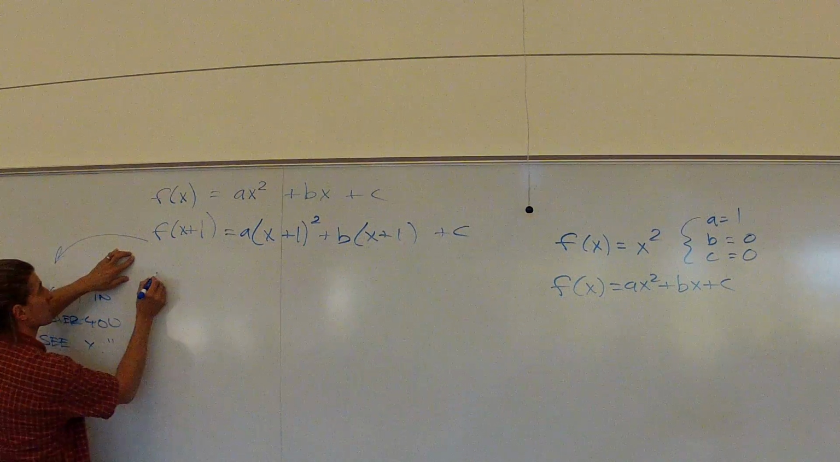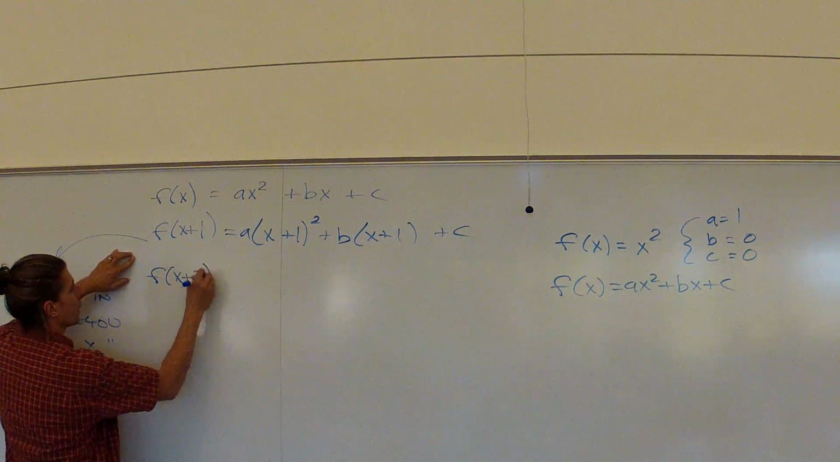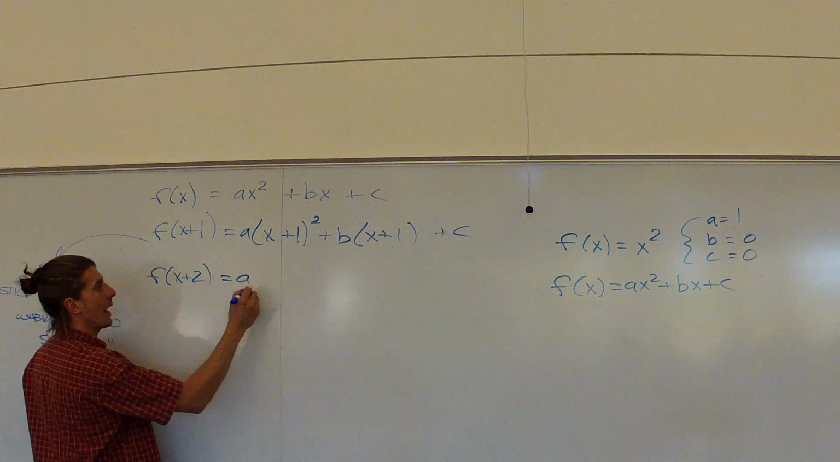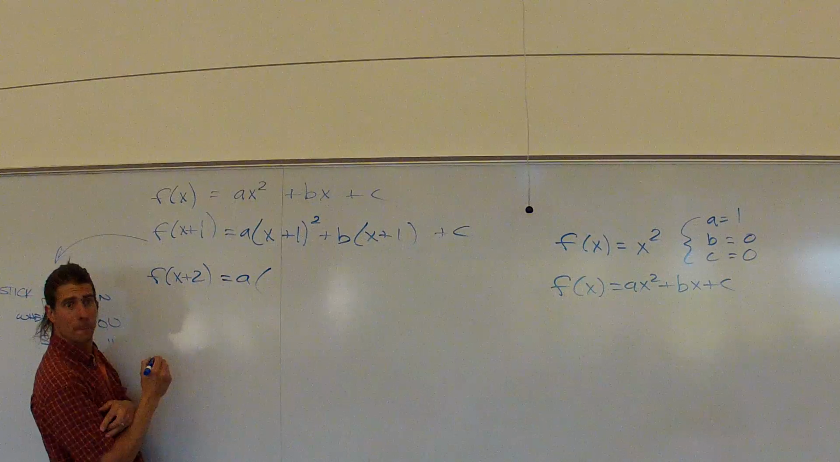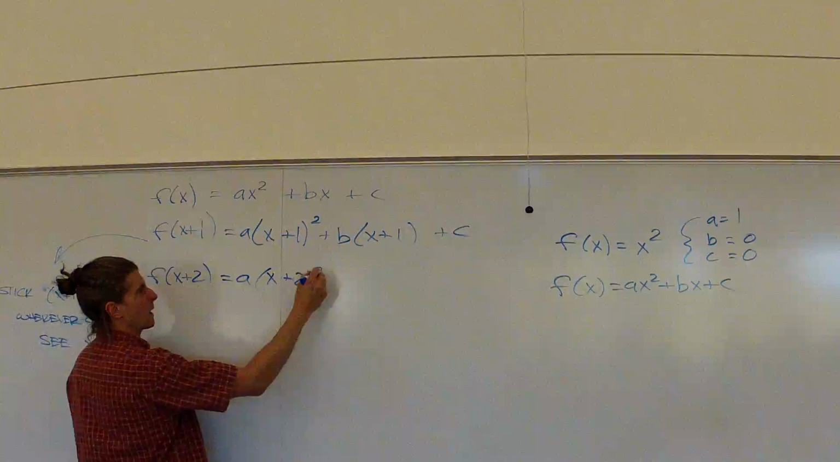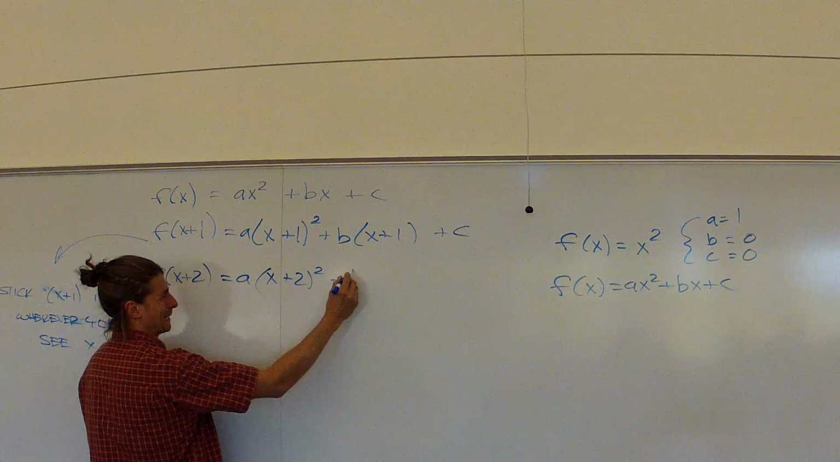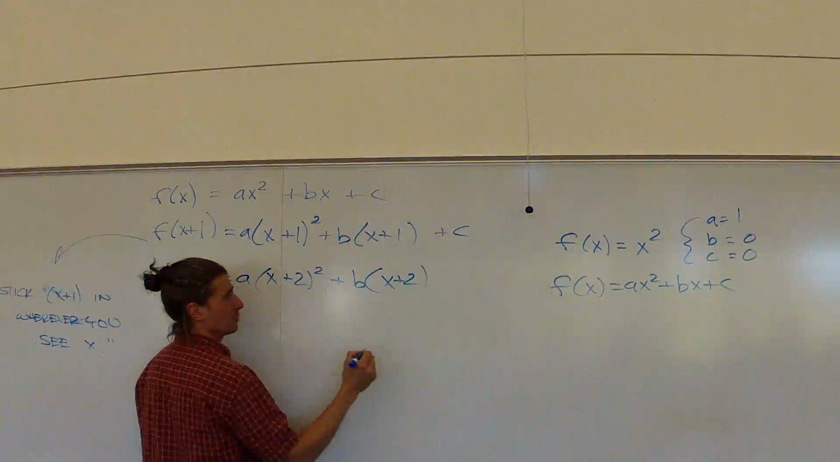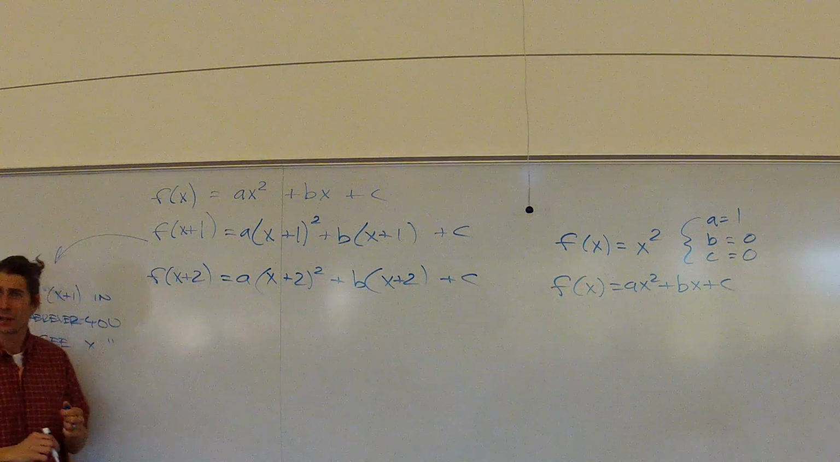Let's do f of x plus 2 while we're here, because I think you guys are going to see what this is going to look like now. A times x plus 2 to the quantity squared, plus b times x plus 2, plus c. Fantastic.